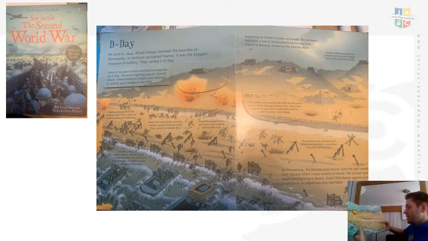And by the evening, the beaches were secure. Over the next month, over 700,000 Allied troops landed in France. The German army, weak from fighting in Russia, stood little chance against such a vast force. Its defeat was now inevitable.